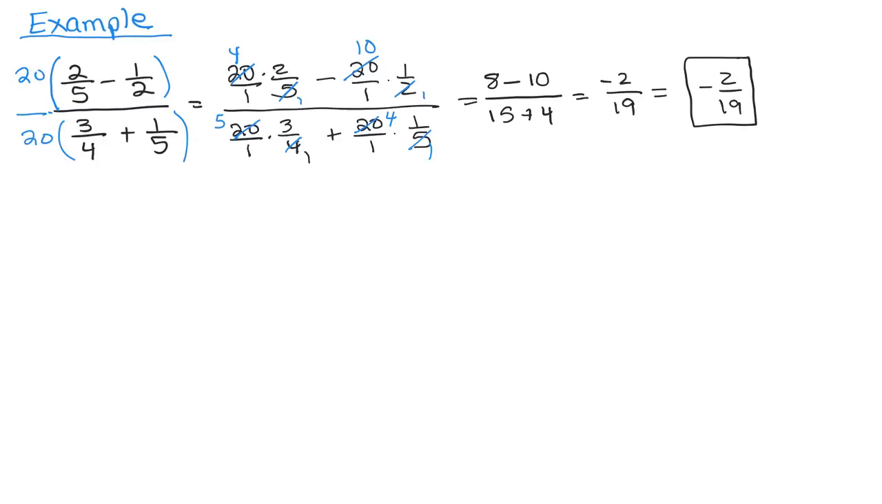Now you could do this with method 1, but this technique of multiplying the entire numerator and denominator by the least common multiple eliminates fractions as soon as you do the distributive property.